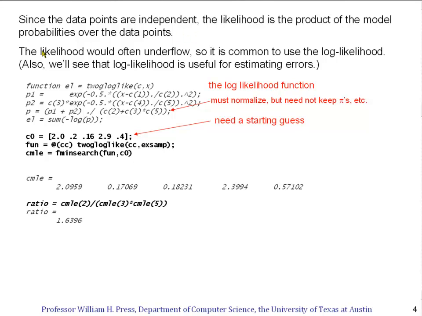A little hint here is that likelihood, that probability, will almost always underflow when you have any number of data points, because you keep multiplying numbers somewhat less than 1, and eventually you have so many data points that it underflows on the machine. So it's common to do all the calculations using the log of the likelihood, and we'll see that this is also useful for estimating errors.